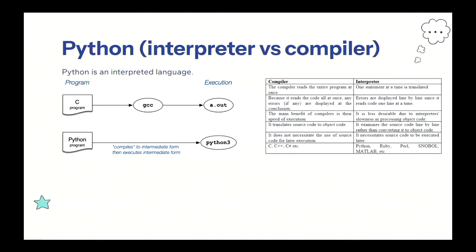And this is a detailed comparison of compilers and interpreters. In general, compiled languages are faster than interpreted languages, but they are less flexible. Examples of compiled languages are C, C++, or C#. And the interpreted languages are Python, Ruby, Perl, or PHP. So do you know if Java is a compiled language or an interpreted language?